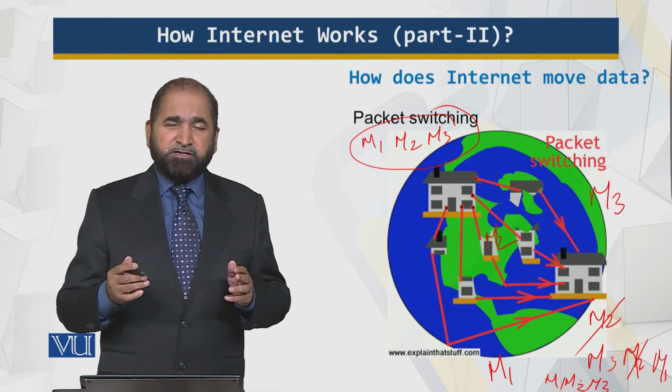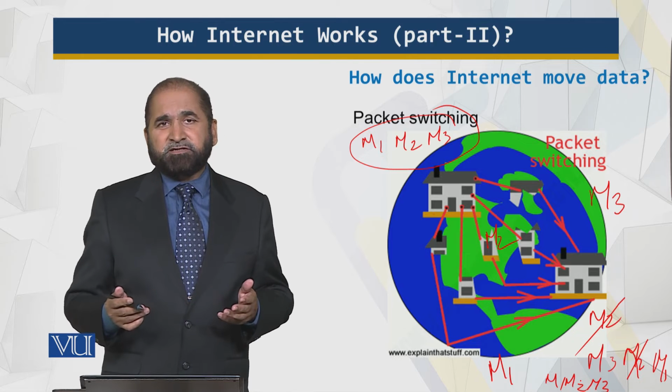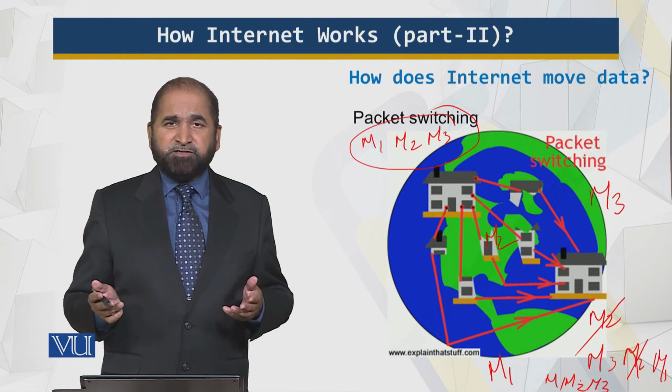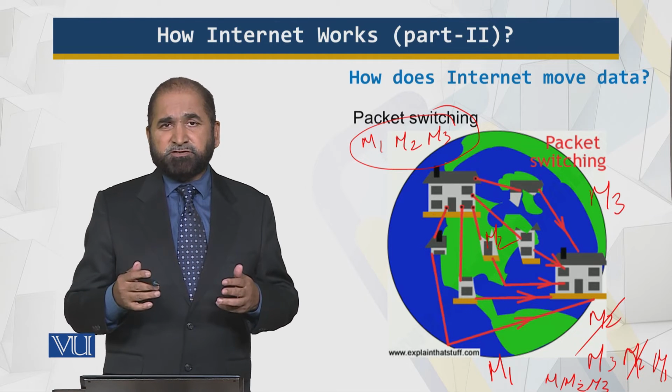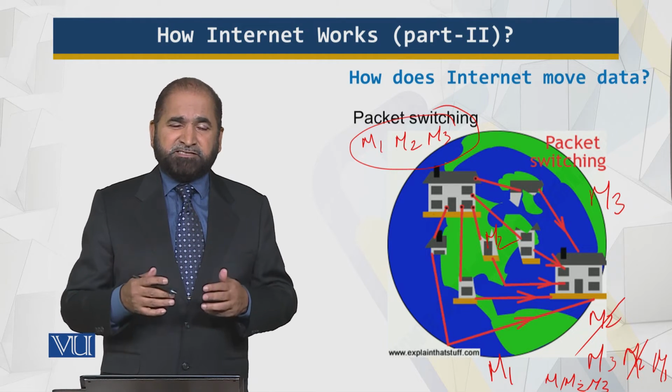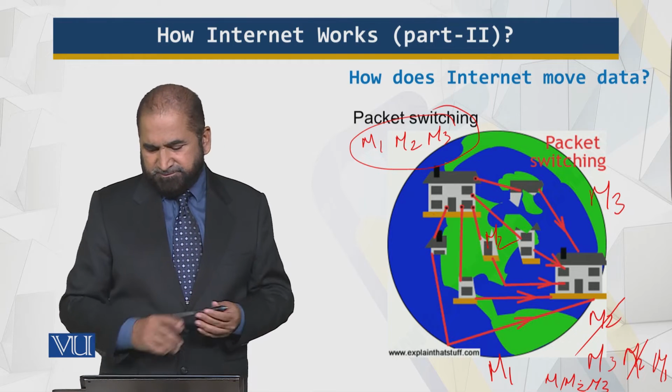So the internet works on packet switching. It is low cost, it is efficient, it utilizes the bandwidth, and it allows hundreds and thousands and more users to simultaneously share the same communication medium.